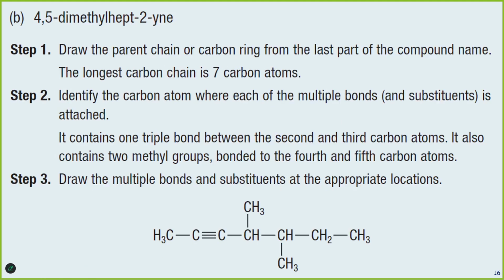Step 1, the longest carbon chain is 7 carbon atoms, right? And step 2, it contains 1 triple bond between the second and third carbon atoms. It also contains 2 methyl groups bonded to the fourth and fifth carbon atoms. Then we can draw the multiple bonds and substituents at the appropriate locations. So the structure of this compound looks like this on the bottom. Now, do we have any questions?